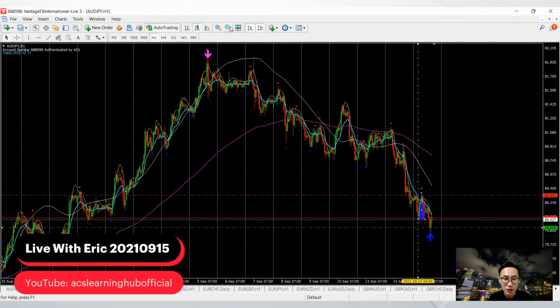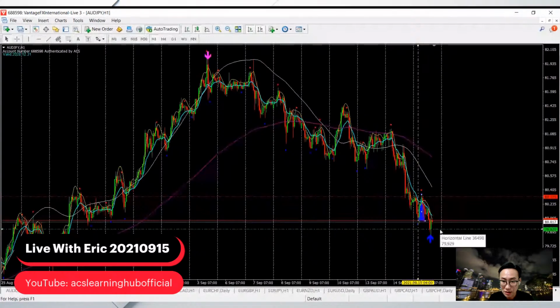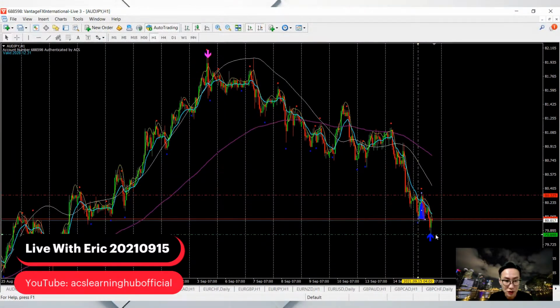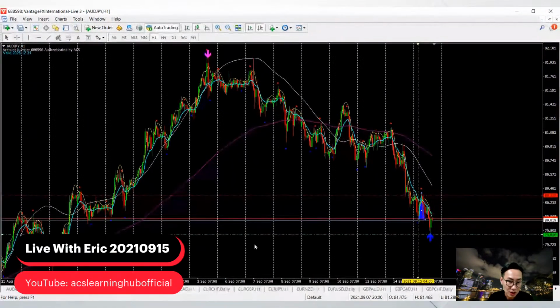Let me show you. This little candle, this little wick here, the lower shadow, it came down until here. It touches, it went back. Why? They're bound to have some support around here. Can you see? There's a support around here. Okay, there's a support here.